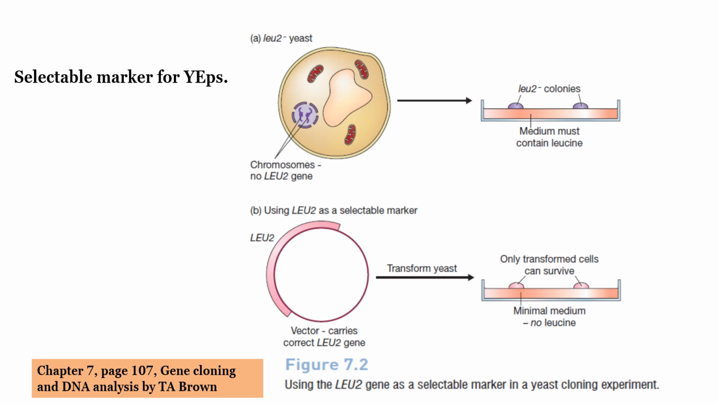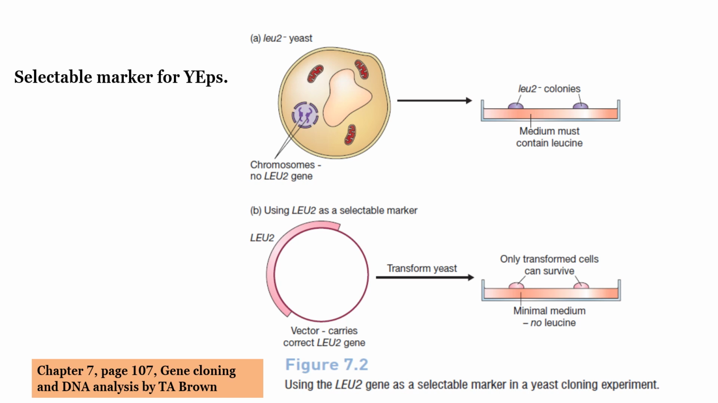For example, here we have a LEU2 negative mutant yeast, and this mutant does not contain the LEU2 gene in its chromosome. So what we are going to do here is take media which contains leucine so that such a host can grow. So what is the requirement for growing a LEU2 negative yeast? Either we provide a media which contains leucine, or we transform it with a vector that contains LEU2 as a gene.